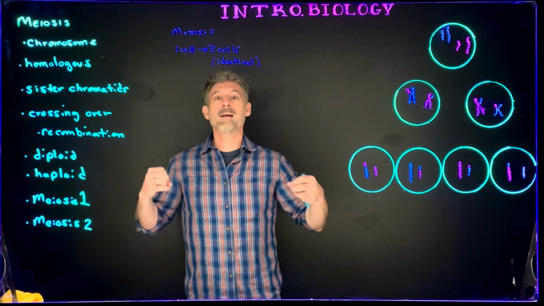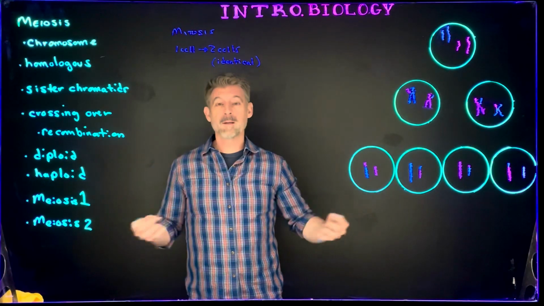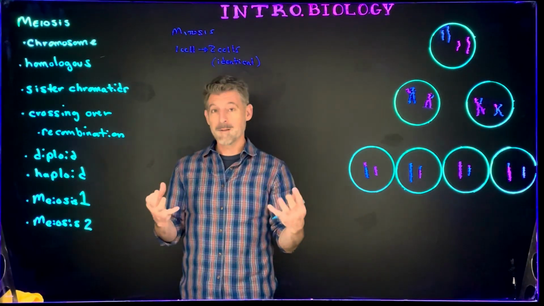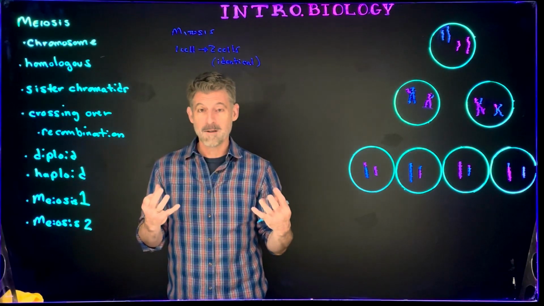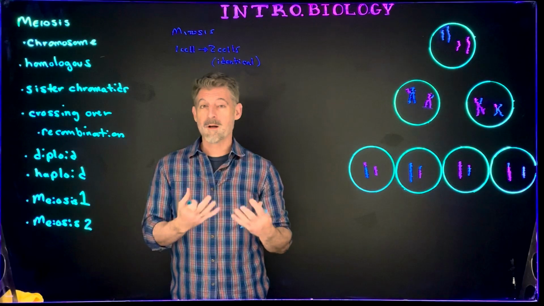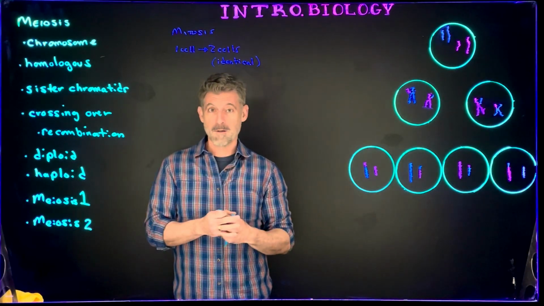Those four cells divide. You keep going and keep going, doubling the number of cells. And all those cells should be the same unless there's mutation or errors that cause the cells to become different, but they should not genetically be different from one another.